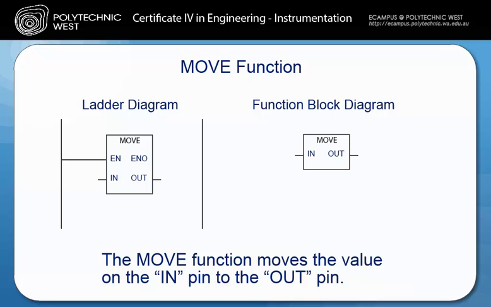With ladder, all function blocks need to be connected to the left power rail. On the move function, you will notice there is a pin labelled EN. This is the enable input. It is connected to the left power rail. The enable out does not need to be connected to the right power rail. The function block diagram doesn't have the enable inputs turned on by default.